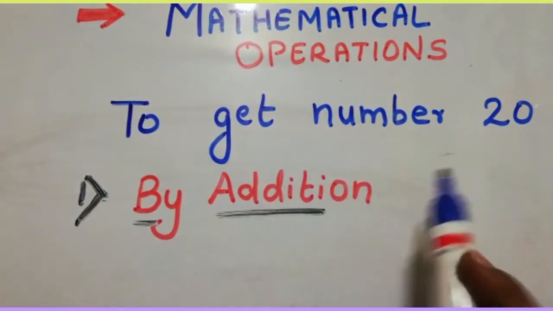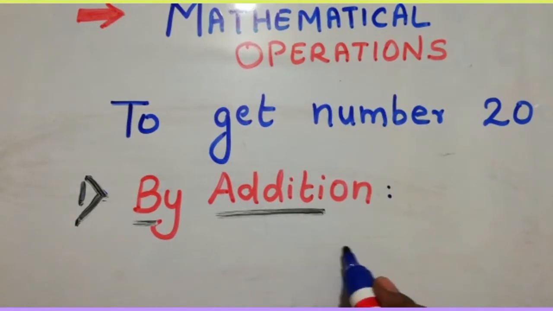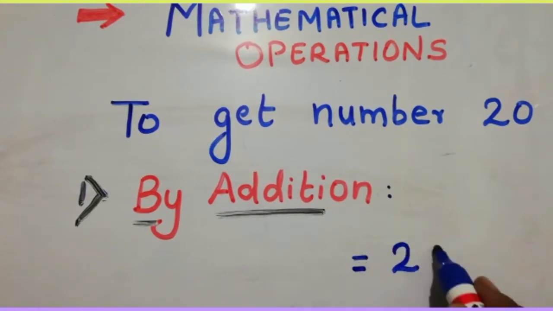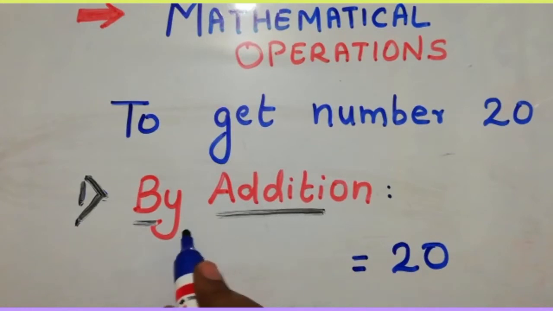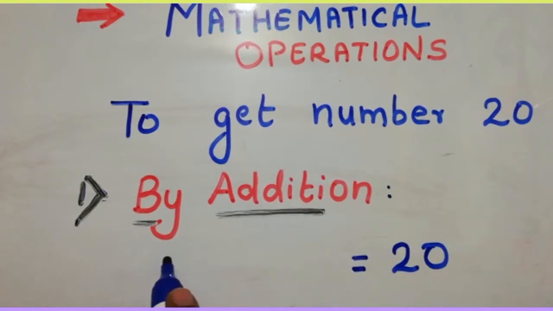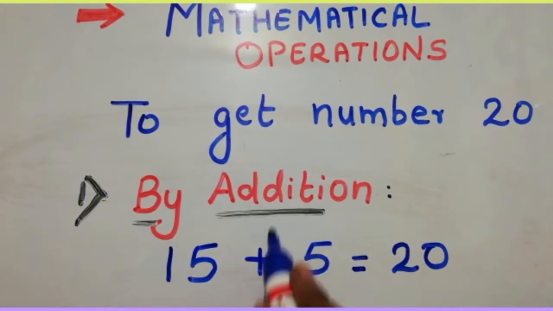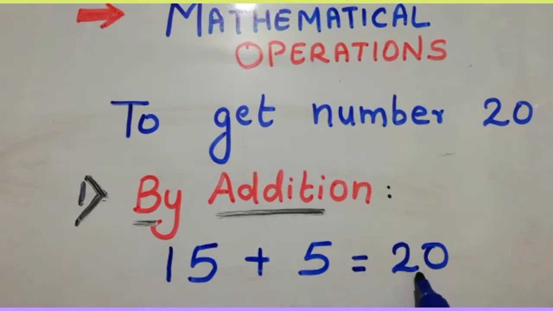Now to get the number 20 by addition, how we can go through that, we can see now. To get the number 20 means I want the answer as 20. How you can get the number 20? By adding two or more numbers. I will take some simple example with two numbers. Now let's see this. 15 plus 5. These are the two numbers I am taking. What is the operation involved here? Plus. So I took addition as the operation to get this number 20.